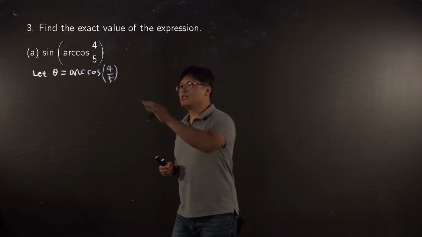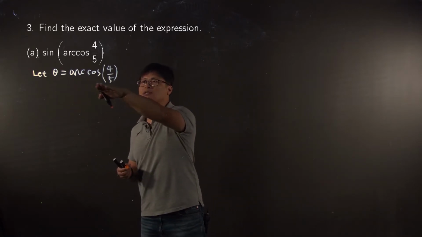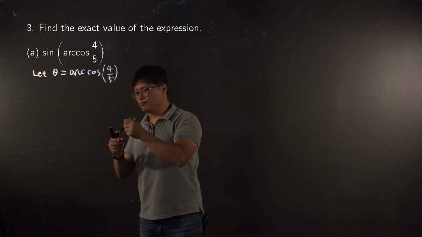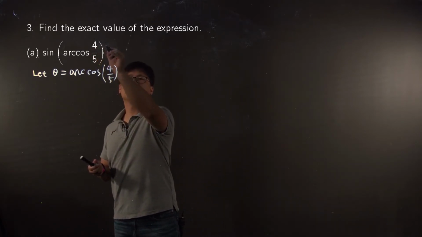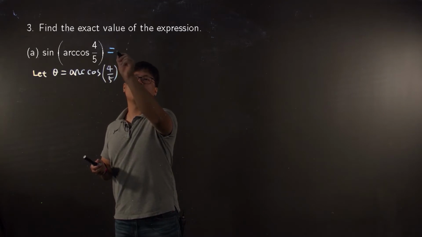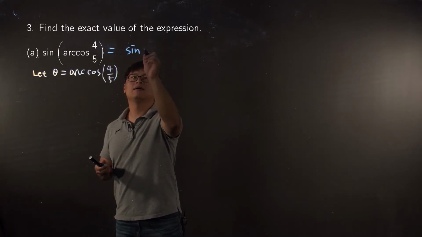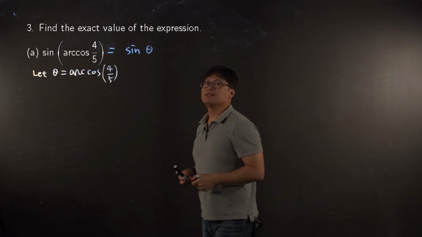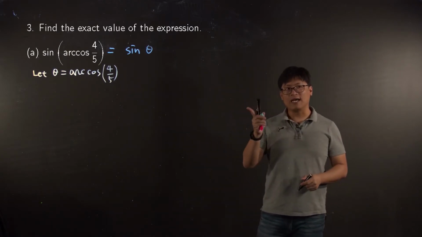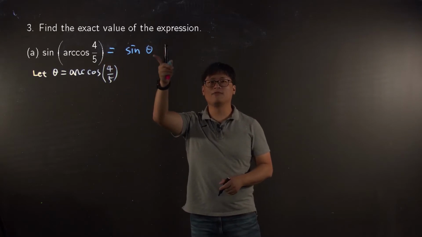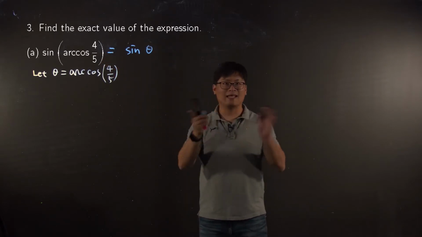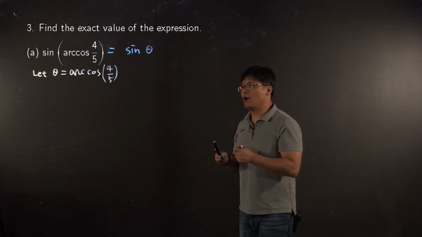Is it okay? Since I defined theta as arc cosine of 4/5, I can change my problem. Does it make sense? So this problem can be written as sine theta instead. Now we're going to try to find sine theta. My original problem is too complicated, but if you can find sine theta, that is the answer. Let me show you how we can do it.